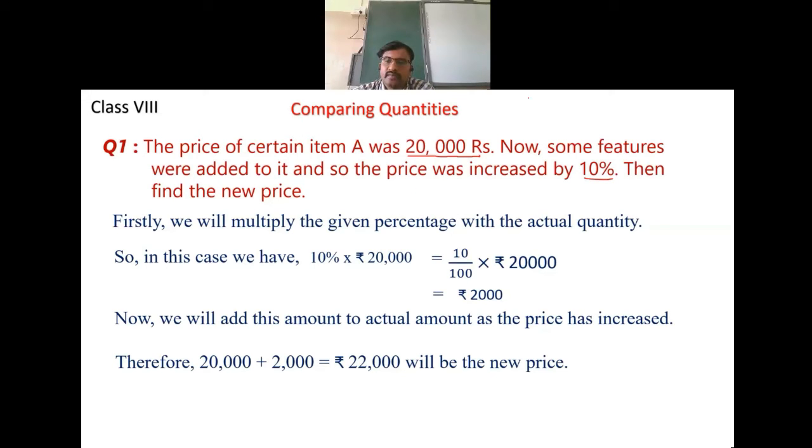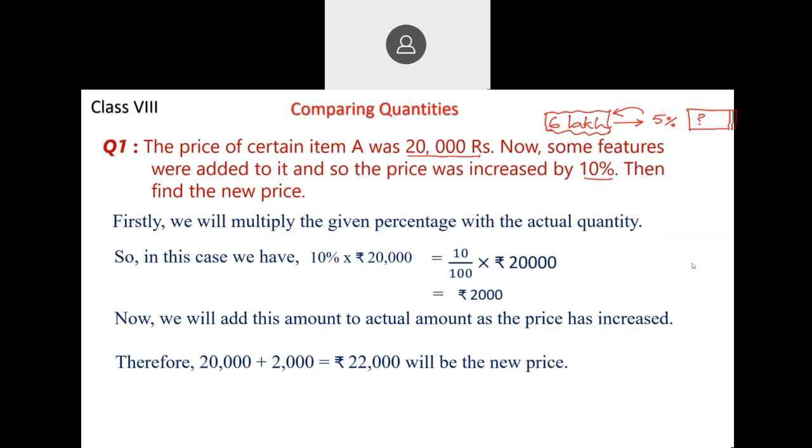Now, if I give a simple question, say the cost of a car is 6 lakh at present, and the very next year the owner wants to sell it, he will decrease 5% from this and sells. Now you tell me what is the price of the car? Sir, 5 lakh 70,000, sir.